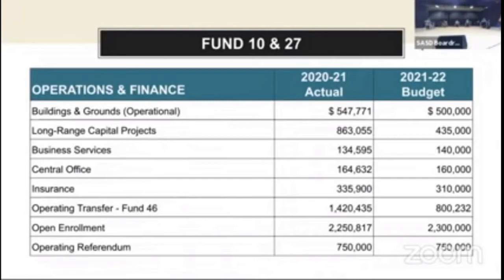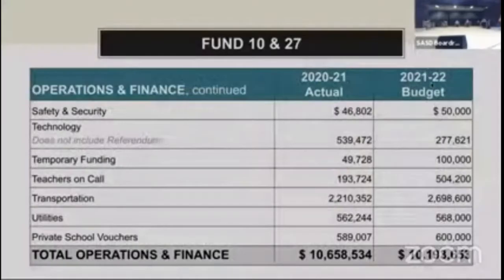The other thing I'd like to point out is the operating transfer in Fund 46. Last year, that was due to the sale of the AEC building, and this year, that $800,000 is coming from the OPEB liquidation. Next slide, please.